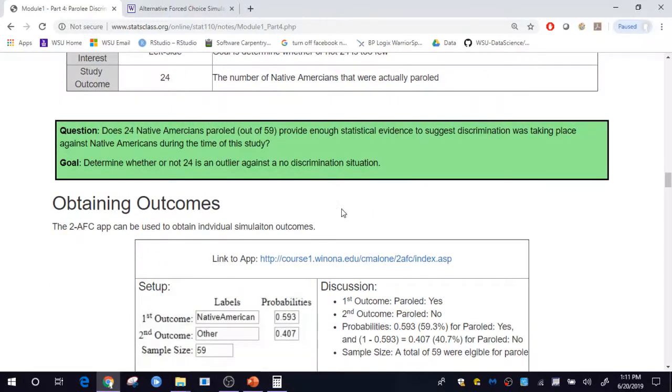Let's just step back and take a big picture here of what we hope to accomplish with our simulation model. The question that we're trying to answer here is, does 24 Native Americans paroled out of the 59 provide enough statistical evidence to suggest discrimination was taking place against Native Americans during the time of this study? What we're going to gain from that simulation is a determination of whether or not 24 is an outlier against that no discrimination situation.